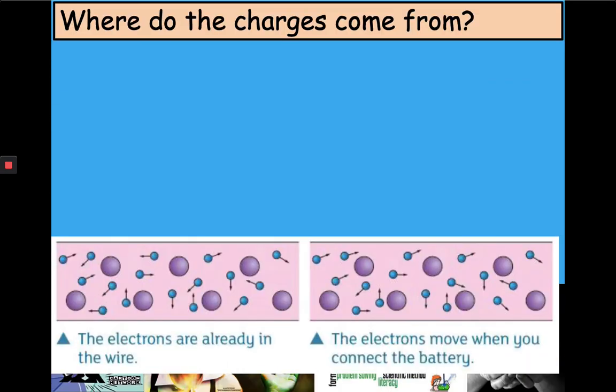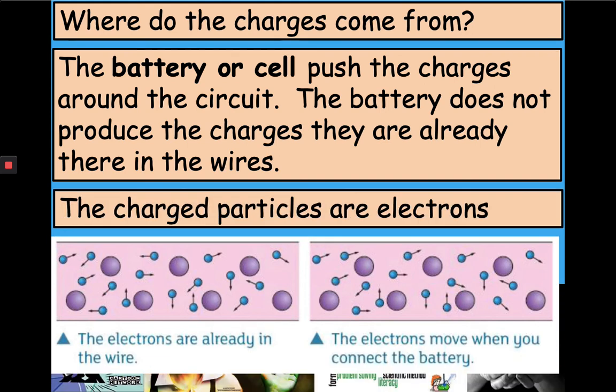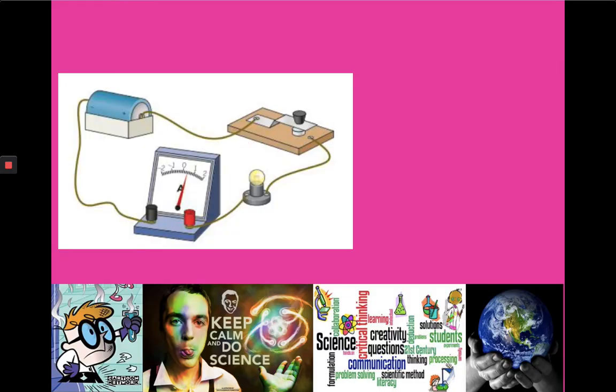So where do charges come from? Let's have a look here. The battery or cell pushes the charges around the circuit. The battery does not produce the charges, they are already there in the wires. As you can see here, the electrons are already there in the wire. The electrons are the blue circles with the arrows, and they're moving around in all directions. They're not just moving in one direction, they're moving around between the atoms. The electrons move when you connect the battery, so they're not going to be doing anything until you connect them up. The charged particles are called electrons, the blue circles.